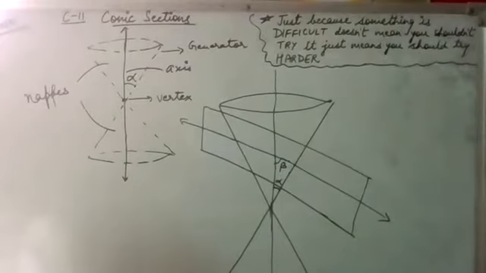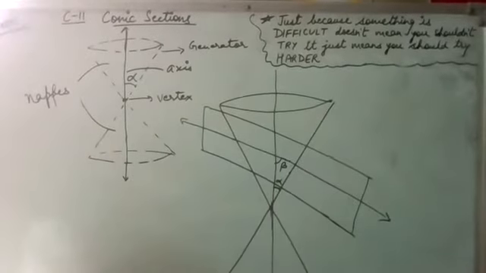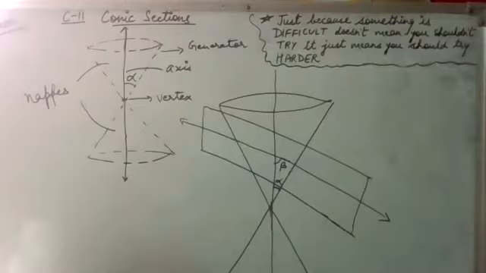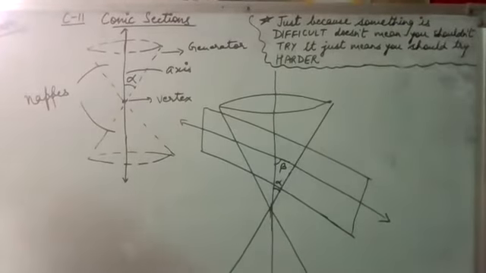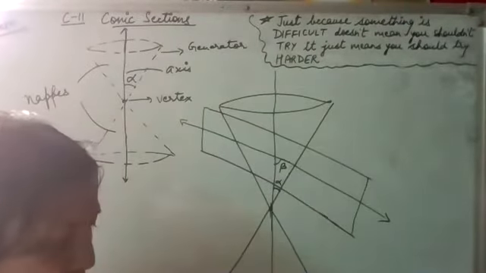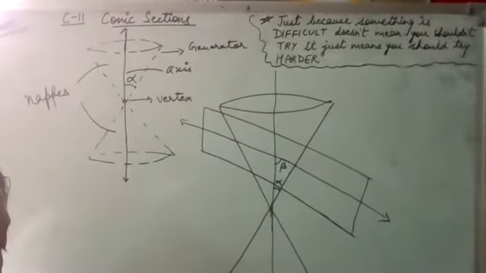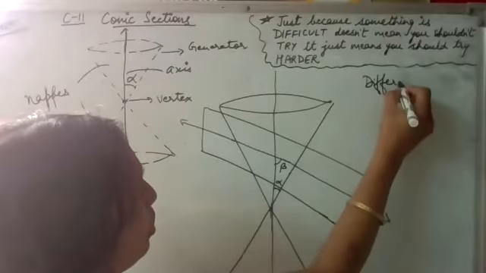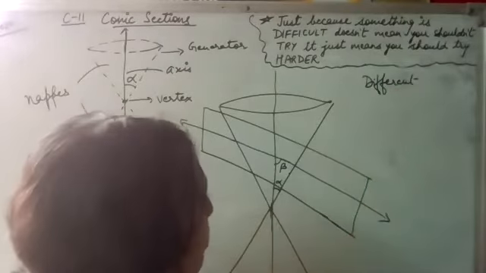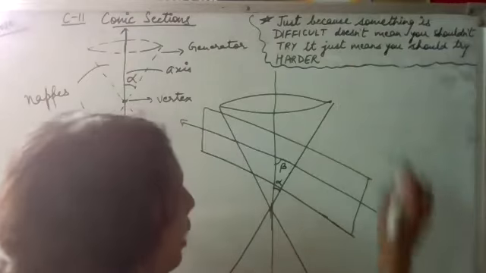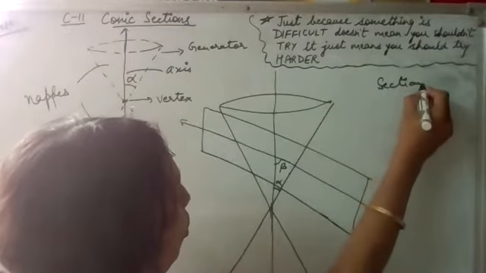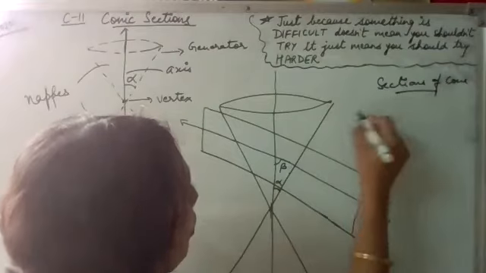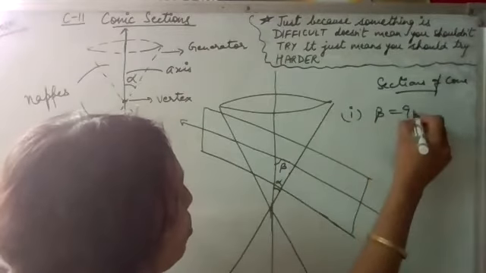Now various sections of cone depend upon this angle, at what angle this plane surface is intersecting the cone. So I'm just giving you the different cases, and then we will see how we are getting these different cases. So, values of beta for different sections of cone. First one, when beta is equal to 90 degrees.